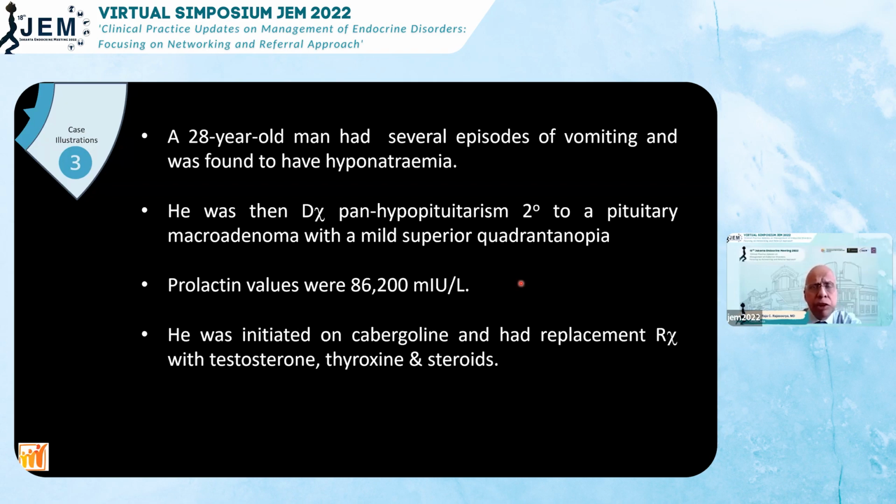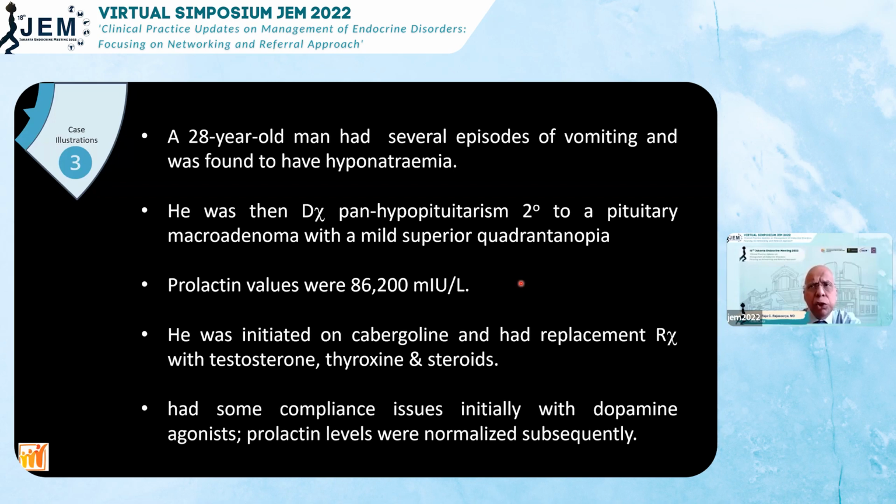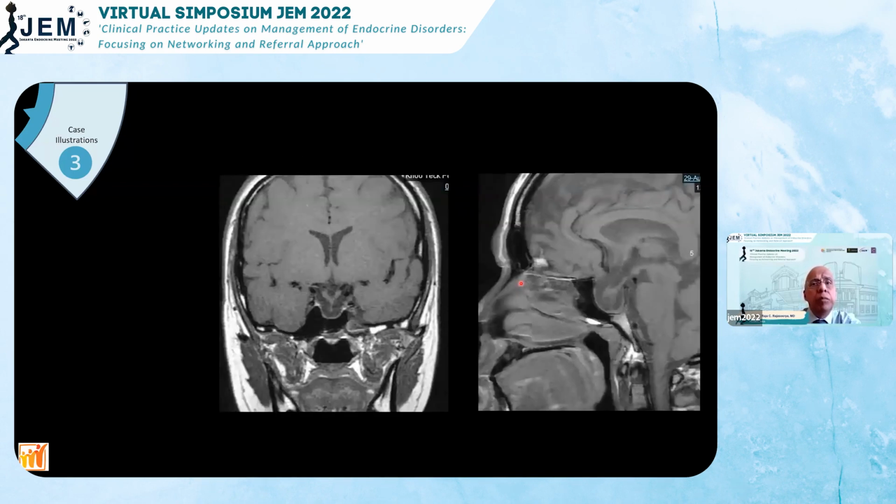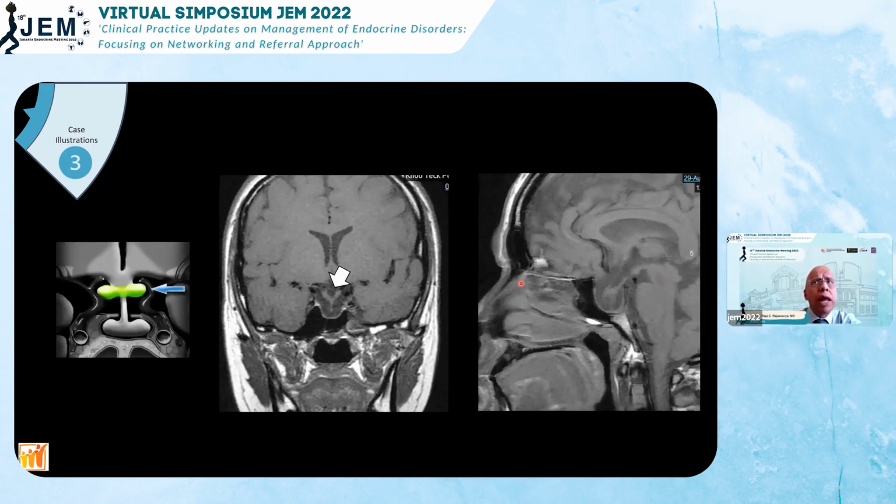He had hypopituitarism, so we gave him testosterone, we gave him thyroxine, steroids. He had some compliance issue, but subsequently very well controlled in terms of prolactin. And this was his MRI. This was many, many years later. So what I'm illustrating here is the optic chiasma is herniated downwards. That's the stalk, that's CSF, that's compressed pituitary.